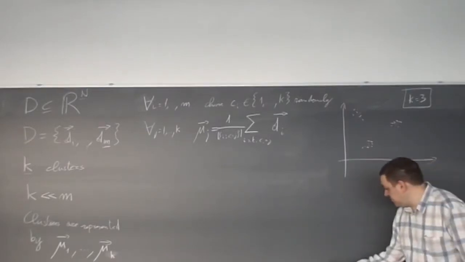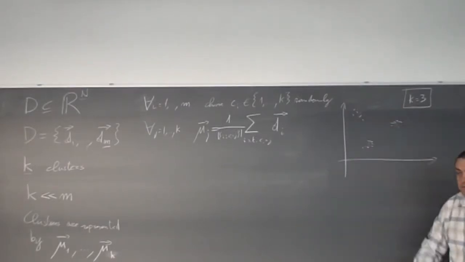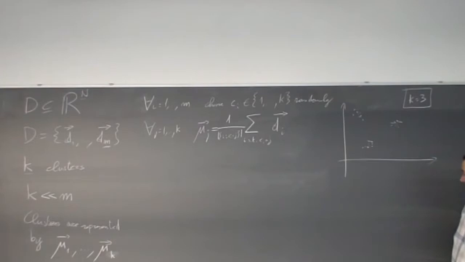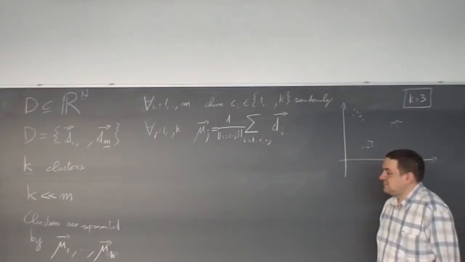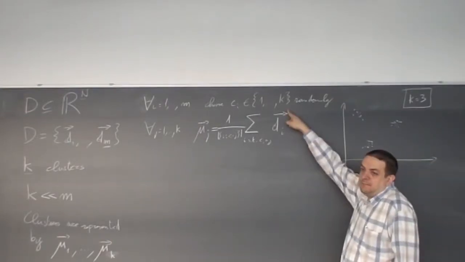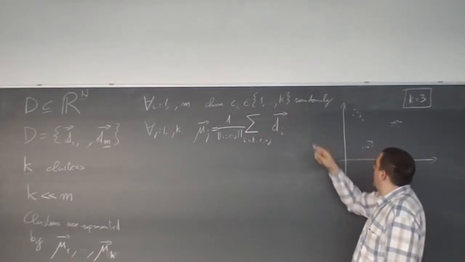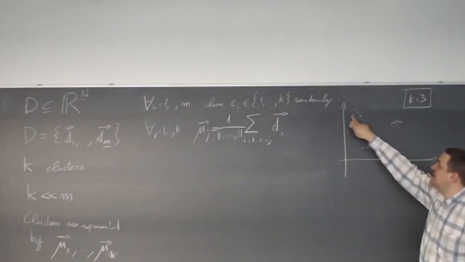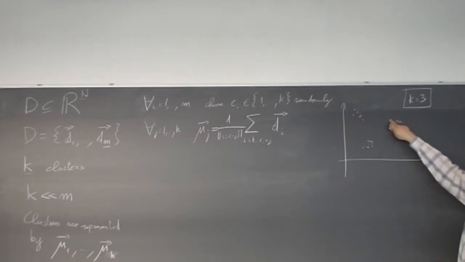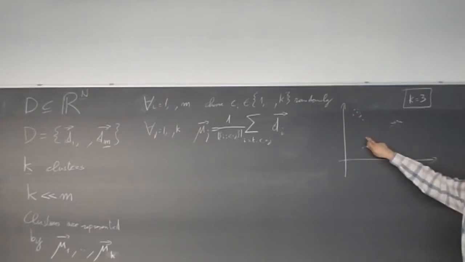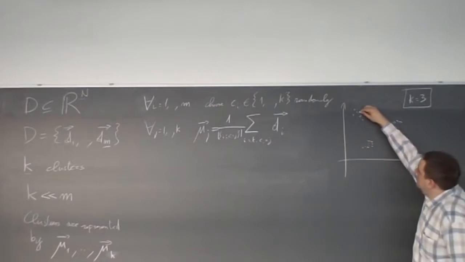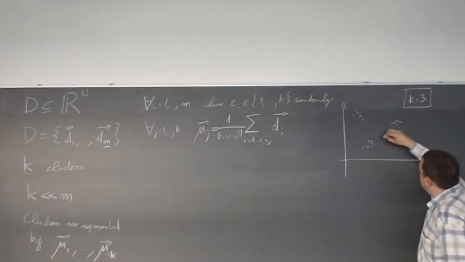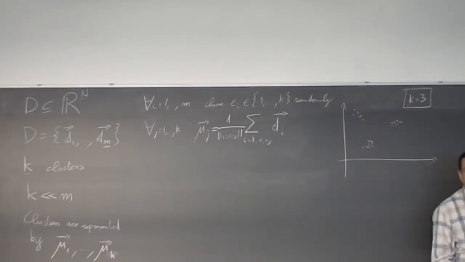what will happen in this case, for example? Of course, if magically all of these elements were selected to be in cluster 1, all these elements in cluster 2, and all these elements in cluster 3, then of course mu1, mu2, and mu3 would be in a good position.